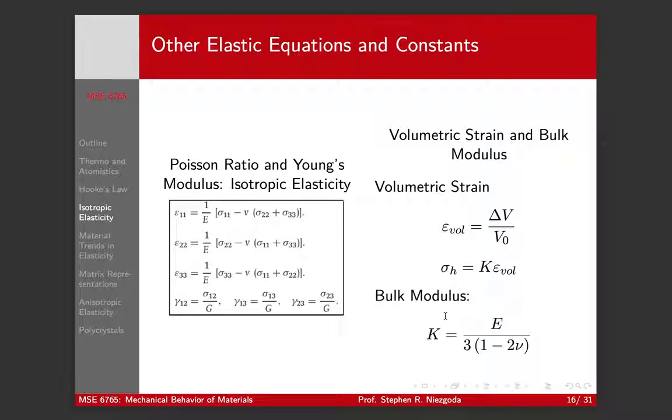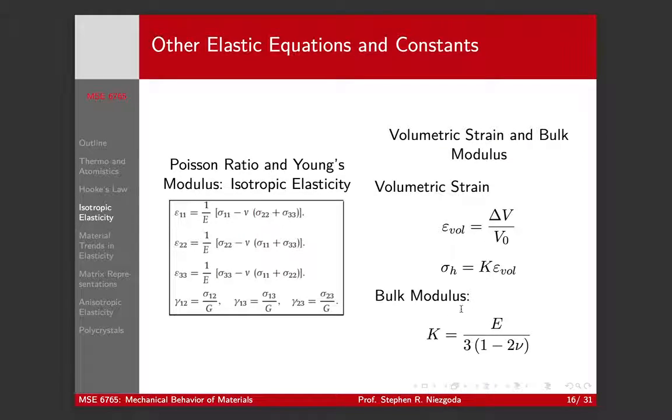So there are other elastic constants we can define. If we have a volumetric strain, the change in volume under a stress, the relationship between the hydrostatic stress and the change in volume gives us our bulk modulus. And again, because we only need two terms to define the elastic relationship between stress and strain for an isotropic material, we can write the bulk modulus in terms of the Poisson's ratio and Young's modulus.